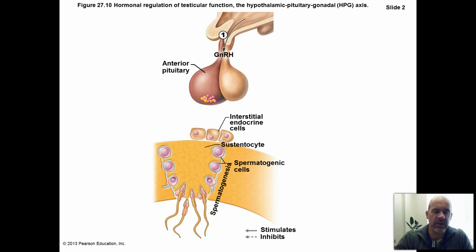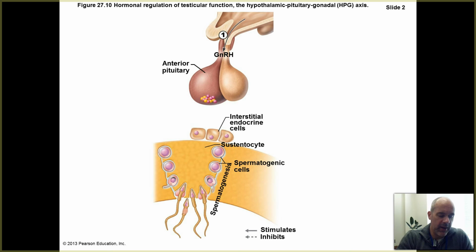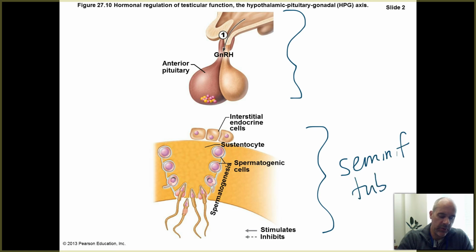All right, the next several slides come straight out of your textbook, and they're just going to animate this for you. Up here we have the hypothalamus and the pituitary gland, so that should look pretty familiar to you. And then down in here we are in the wall of a seminiferous tubule, and outside that wall over here we have those interstitial endocrine cells. Those are the cells that are located in the spaces between the seminiferous tubules and the testes.